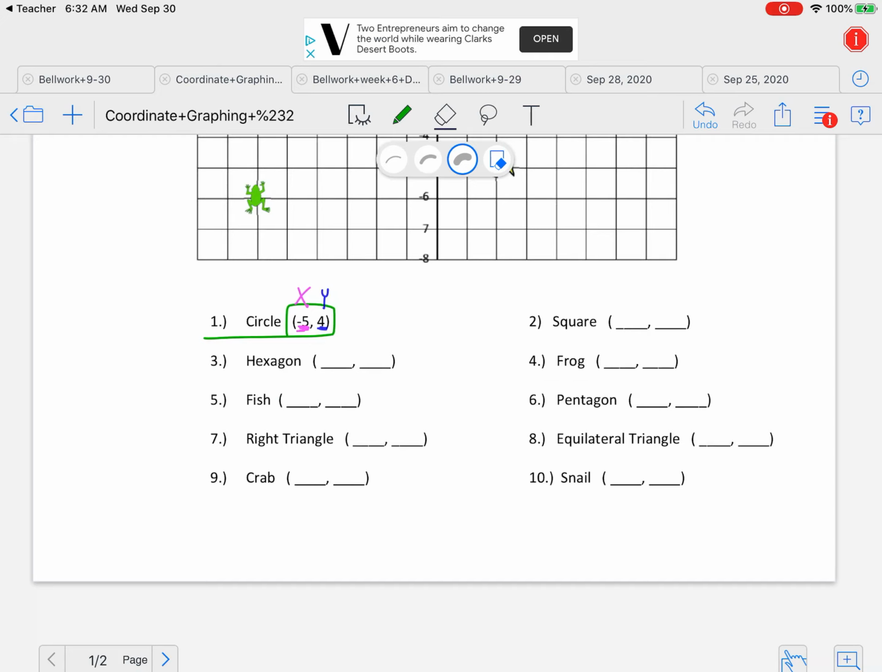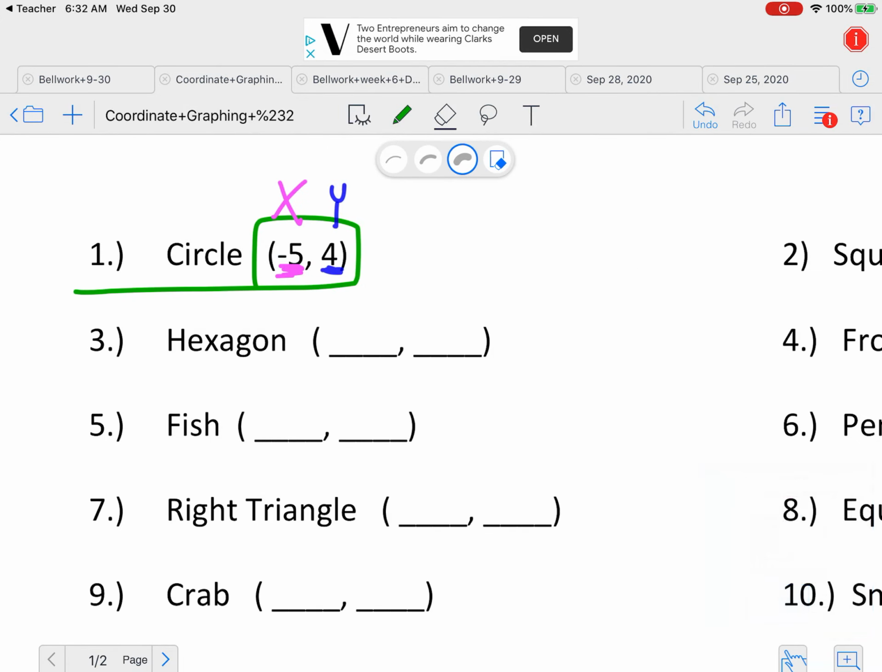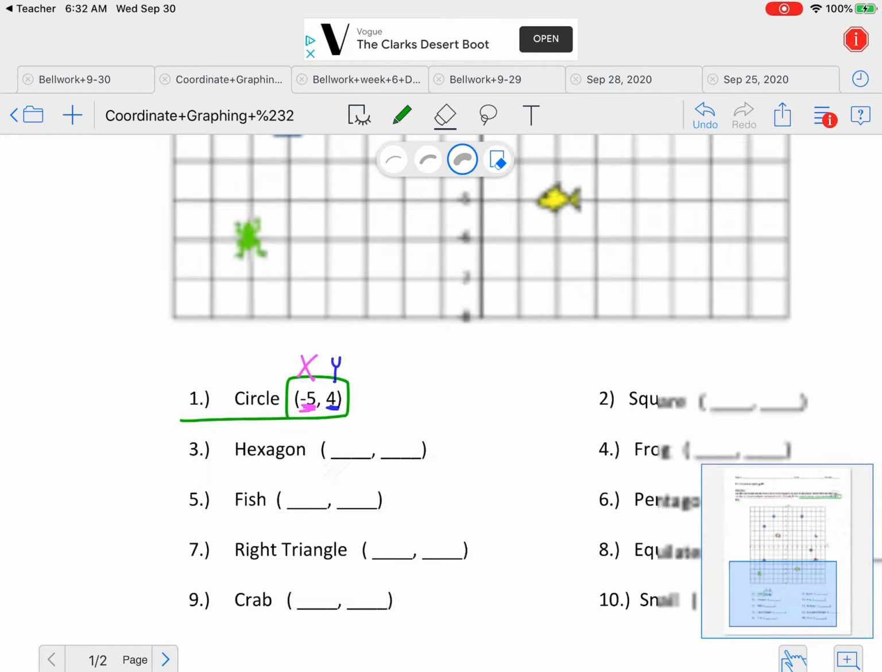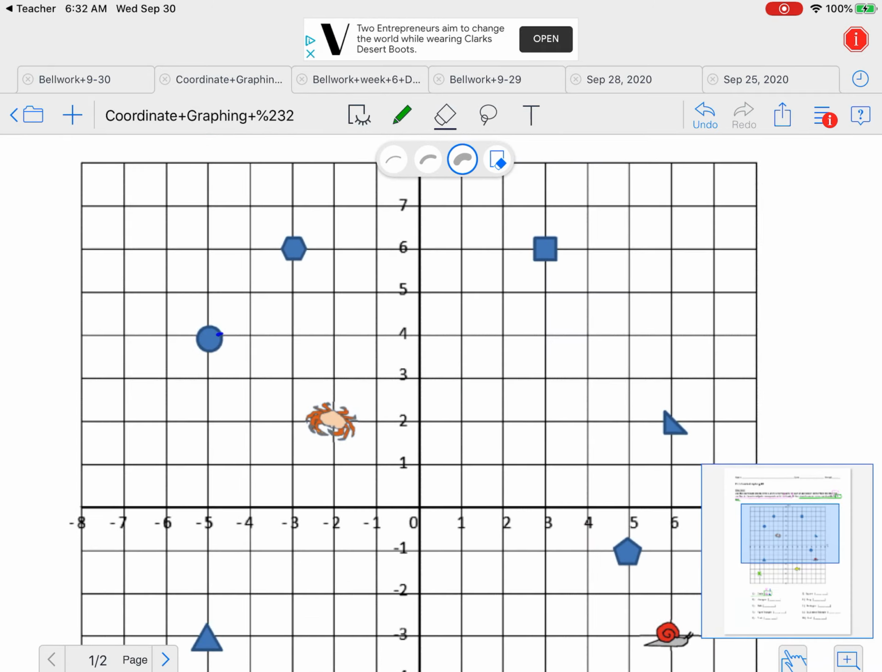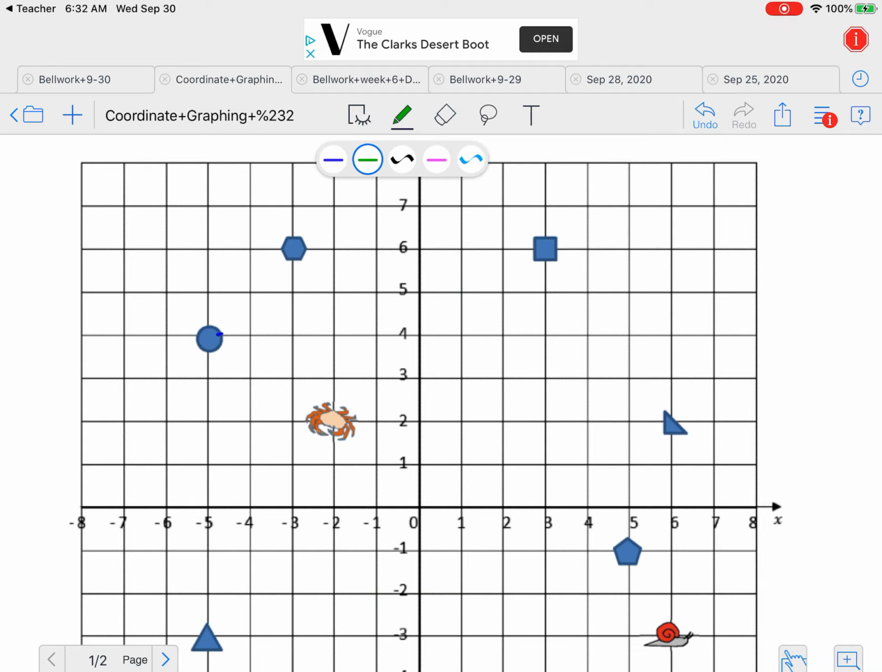And look for my second shape. The second shape is the hexagon, or number 3 is the hexagon. A hexagon has 6 sides, so I'm going to look for that shape in the graph, and it is right here. I would go down or up and see what it corresponds with. It corresponds with -3. Then I would go sideways and see what it corresponds with. It corresponds with +6. So this would be my x number, and this would be my y number.